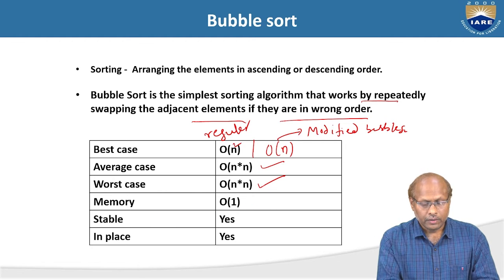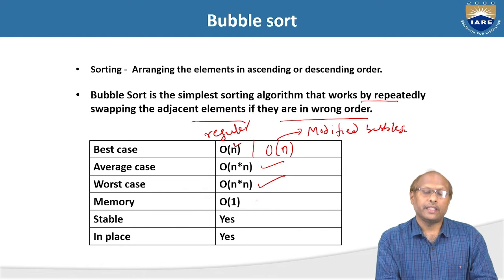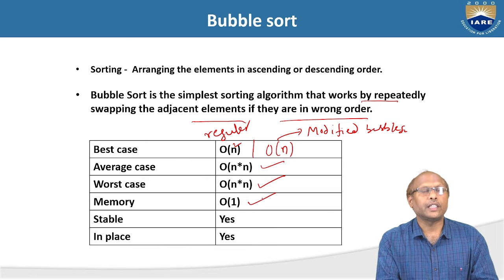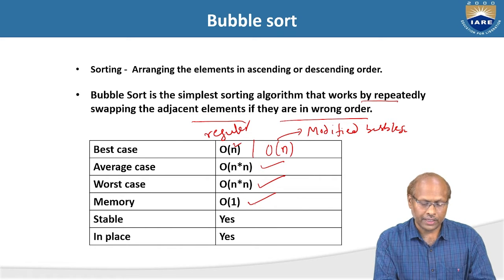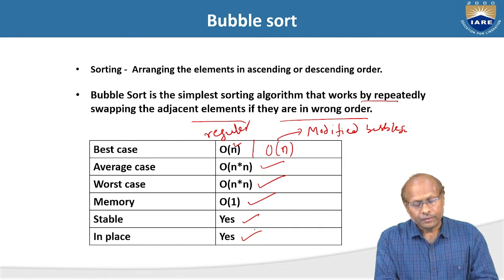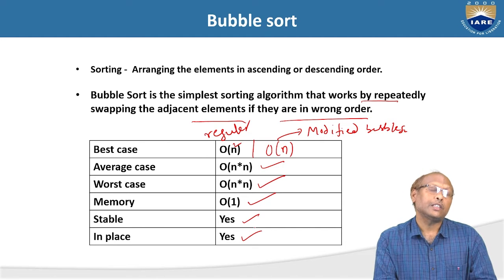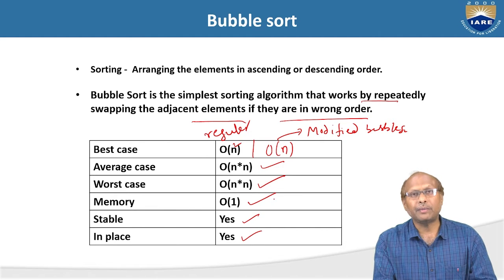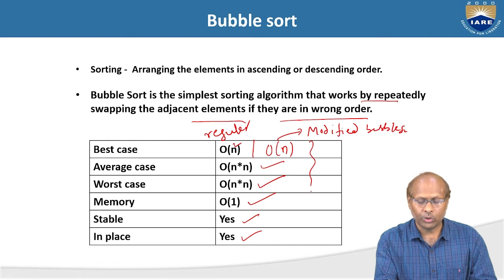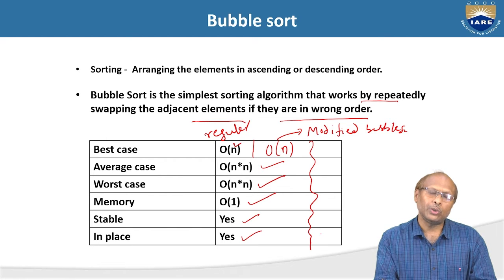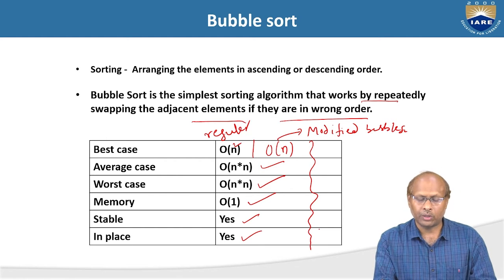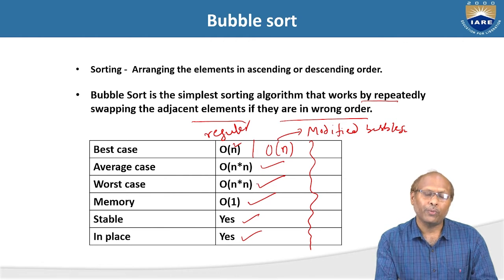Similarly, the memory requirement is fixed, that is constant. There is no change in the memory size, and it is also stable as well as in place. This is a very frequently used sorting technique. For smaller sizes of data, whenever the size of data is small, bubble sort is more useful. Whenever it is a huge collection of data, bubble sort is not suitable, not advised, because its time complexity is almost order of n square.